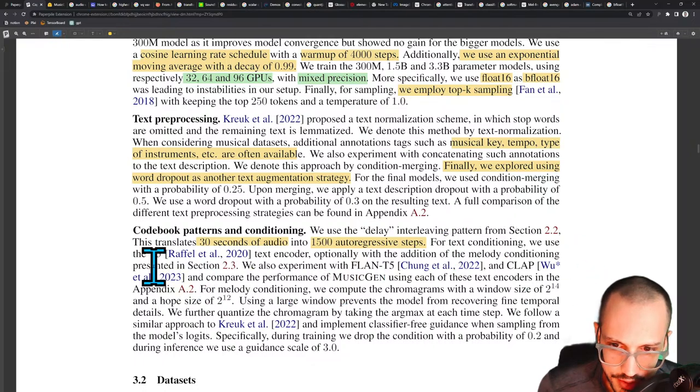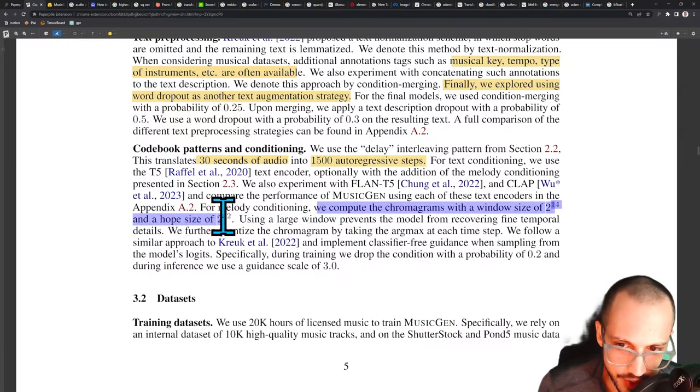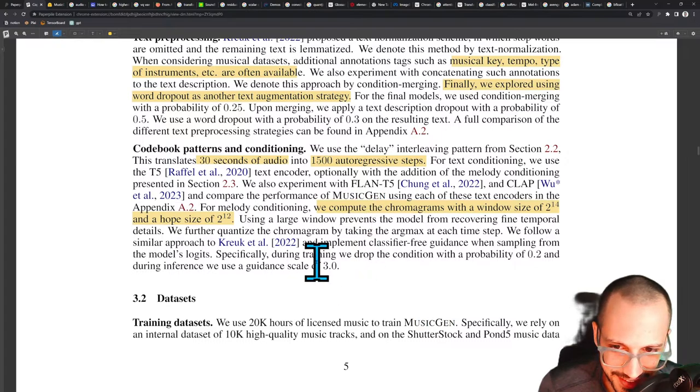For text conditioning, we use the T5 text encoder, optionally with the addition of melody conditioning. We also present FLAN-T5 and CLAP and compare the performance. For melody conditioning, we compute the chromagrams with a window size of 2 to the 14 and a hop size of 2 to the 12. So this is what I was going on a rant on, these numbers, like 2 to the 14, where are those coming from, right? Those numbers are just magically chosen.